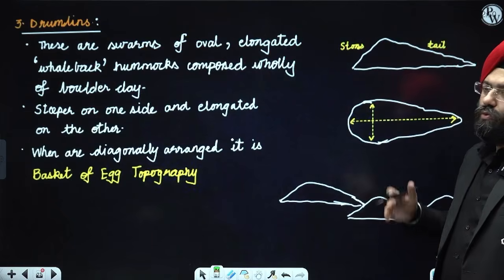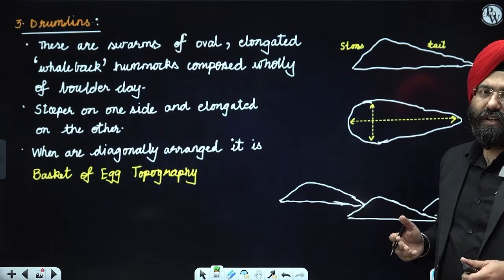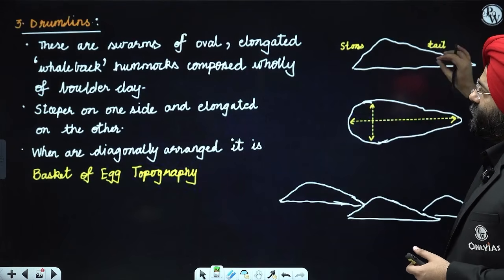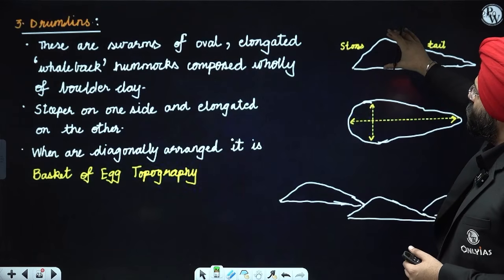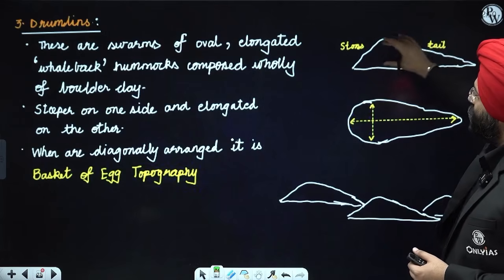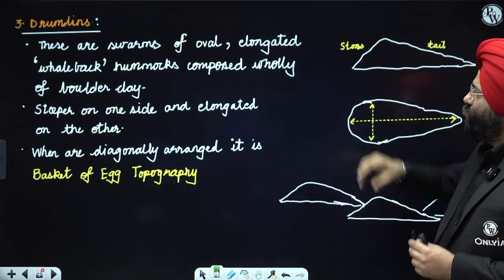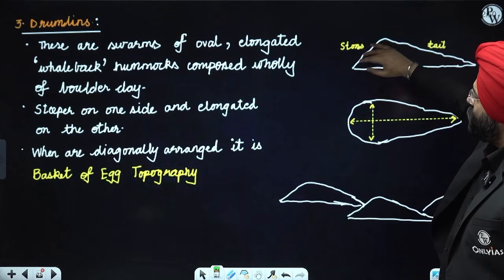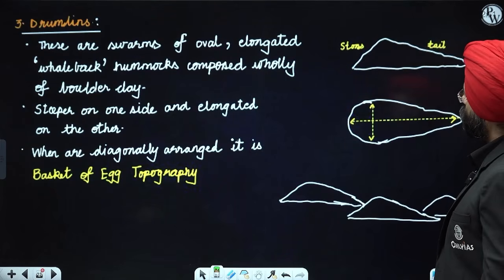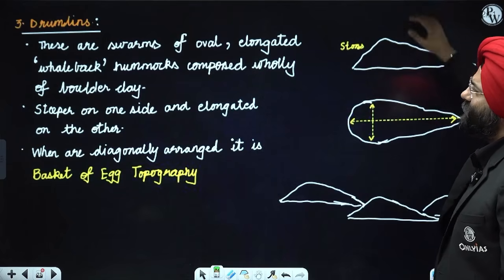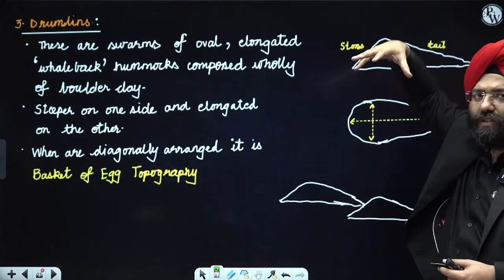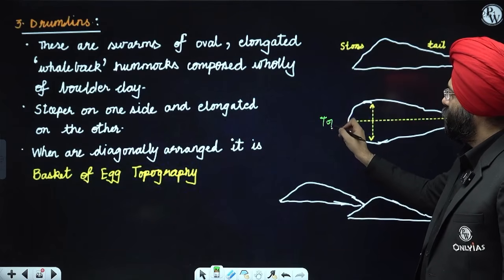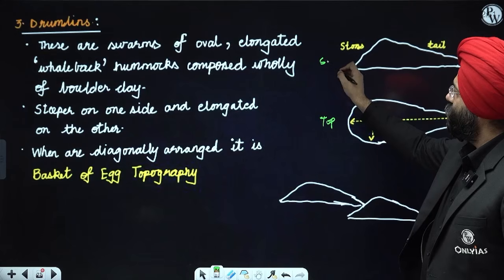When you go to certain colder regions where glaciers are present, you will see certain structures of this sort. These are oval shaped, elongated, whaleback forms made up of boulder and clay. You will see one side, this is known as the stoss side, which is the steeper side, and then you have another that is a very long, elongated structure. So you have a small mound-like structure. If you see it from the top, this is the top view, and this is the side view.